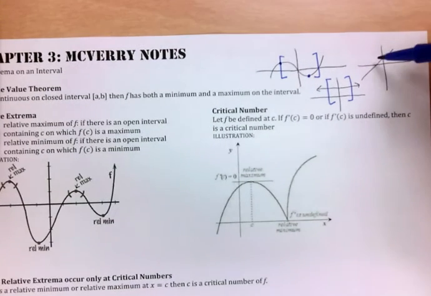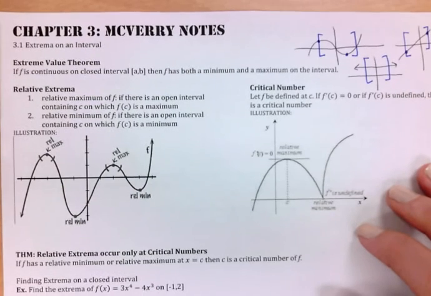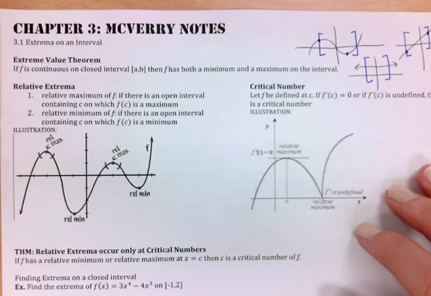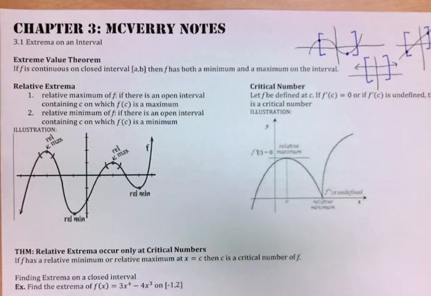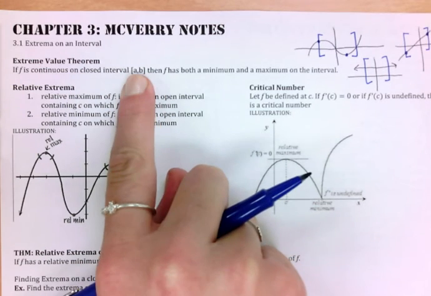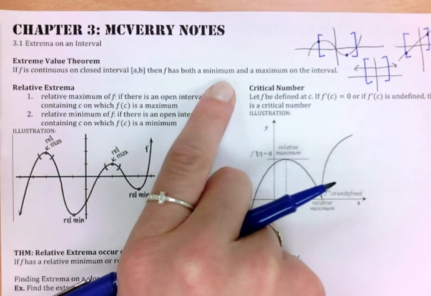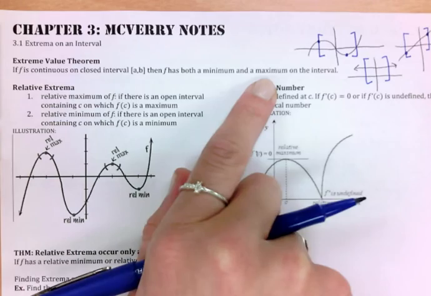Okay, and on this one, if this was our interval from here to here, that's our maximum and this is our minimum. Okay, so depending on what your function looks like, you'll have different values for your maximum and minimum, but this is just saying if you're continuous on that closed interval, you're going to have a minimum and you're going to have a maximum.